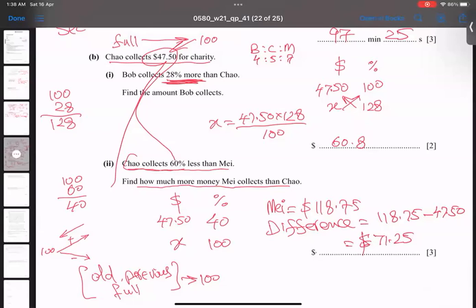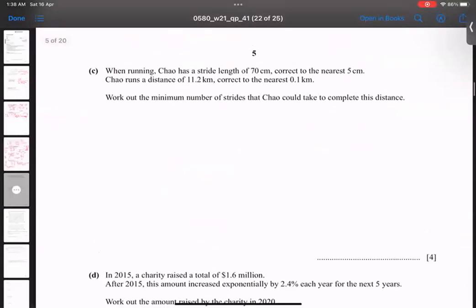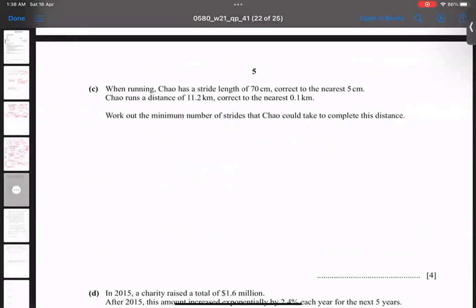On the next page, we have part C here. He's asking, when running, Chow has a stride length of 70 centimeters correct to the nearest 5. Here I want to discuss with you correct to the nearest 5 centimeters. Make sure if we say 2 centimeters, assume, what is absolute error? A.E. is called absolute error. So this 2 divided by 2 always, we get a 1, but plus and minus 1.